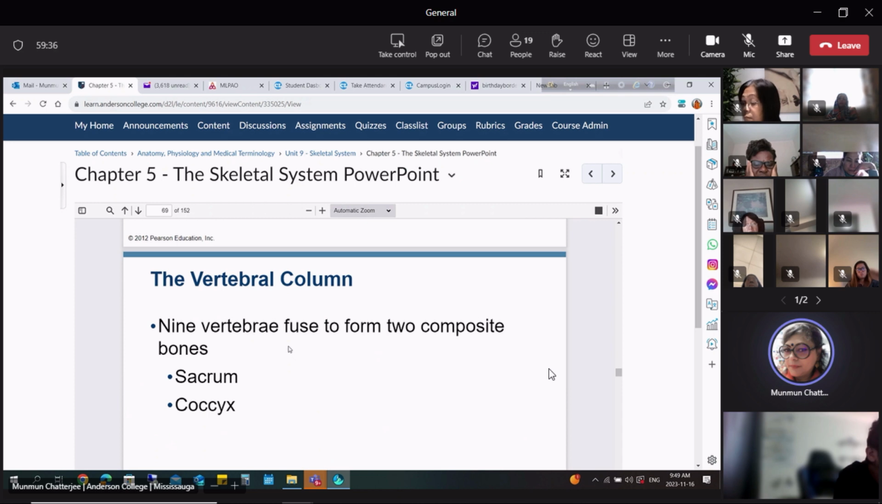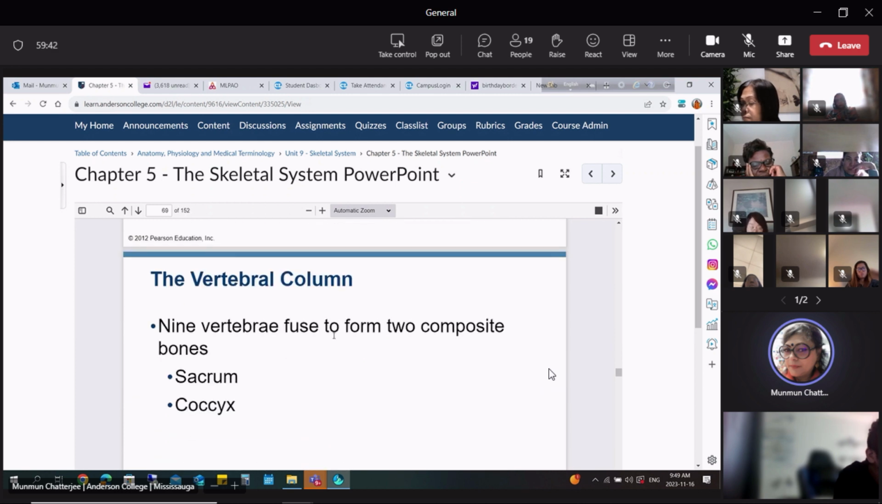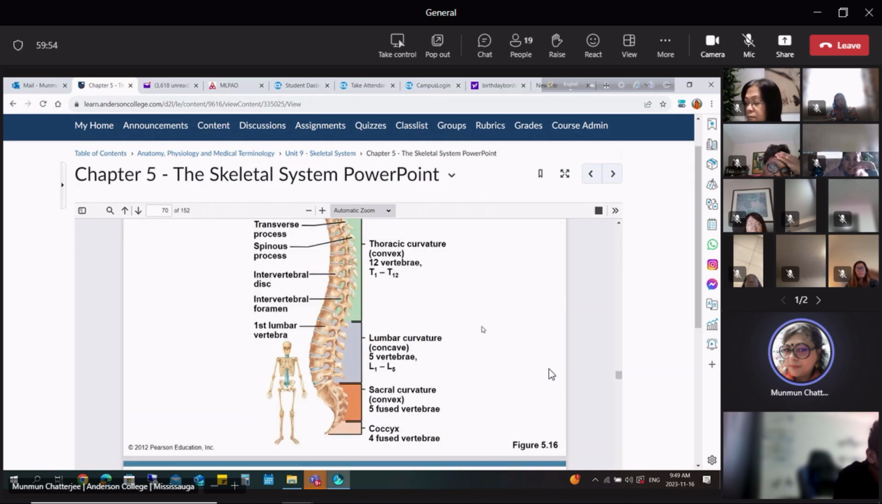Down below, where do you have the lumbar? 5 lumbar. So 9 vertebrae fuse to form composite bones. Down near the tail end are the sacrum and coccyx. See, this is the lumbar L1 to L5, and then we have this structure. 4 of them fuse to form the coccyx, and 5 of them fuse to form the sacrum, to give you better support for your sitting position.